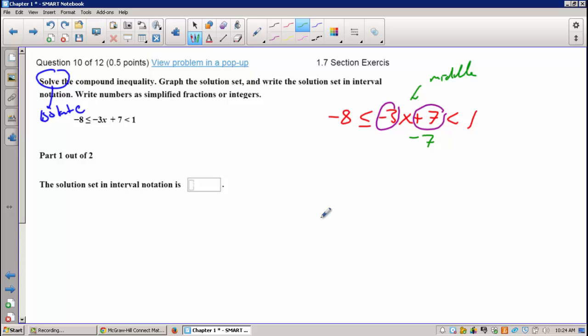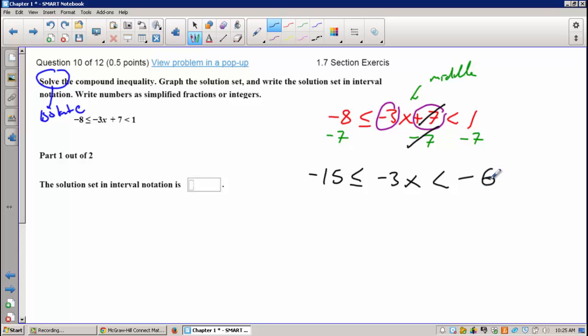No. If you are making an adjustment to one location of an inequality, you must make it to all three sides, not just the middle. If you're subtracting something from the middle, you must subtract from all three sides, including the right and left side as well. Now negative 8 and negative 7 makes negative 15. These two cancel, and 1 take away 7 is negative 6.